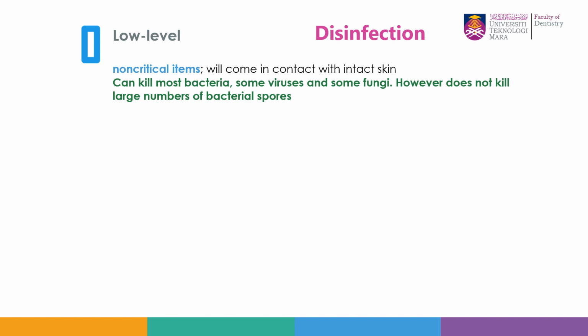Okay, so non-critical items are those that are in contact with intact skin. What does it mean, intact skin? The skin does not have any abrasion, no trauma, no bleeding. Okay, not even mucosa. So it's intact skin. So that is classified as non-critical items. All right. So we need to do some disinfection for this. We just wipe it. All right, wipe it with the disinfectant, definitely.